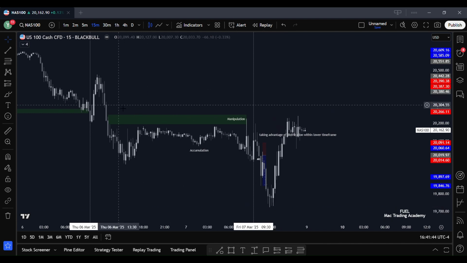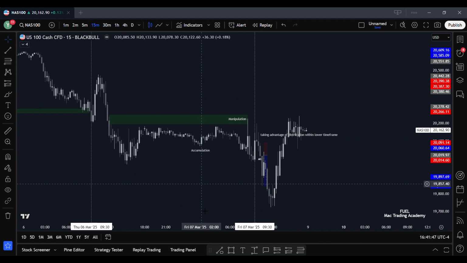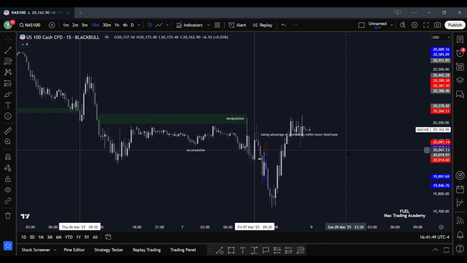Now this is a perfect example that I have up on my screen, showing accumulation, manipulation, and distribution to the downside. This was a great trade that I took on Friday. I'm not going to get into much of the details of the trade, we can definitely get there at a later date. Just want to stay very focused on AMD at this point.